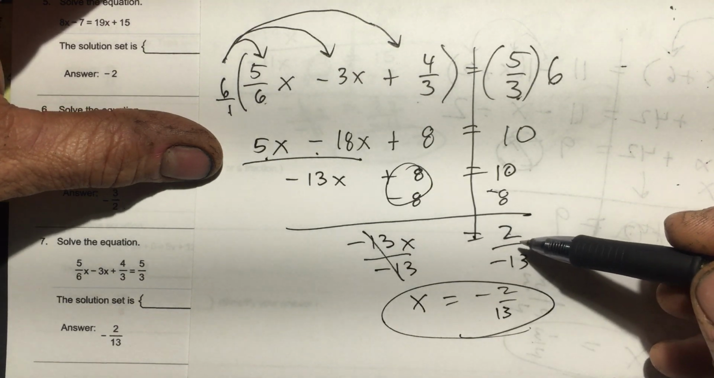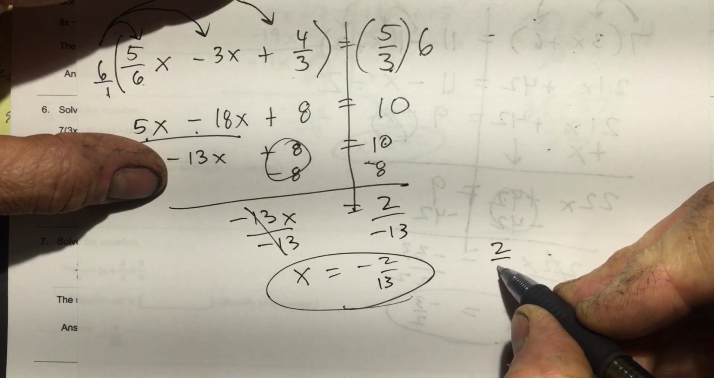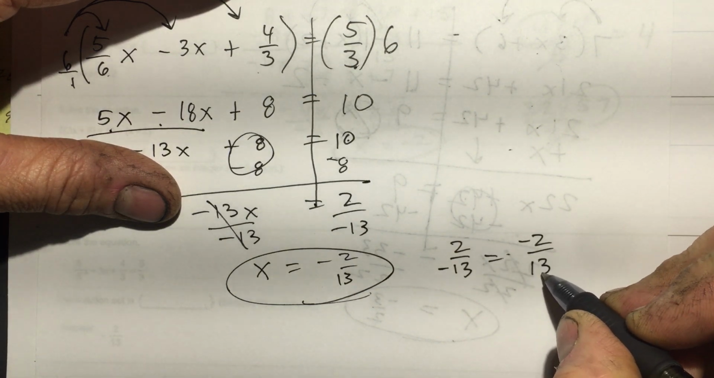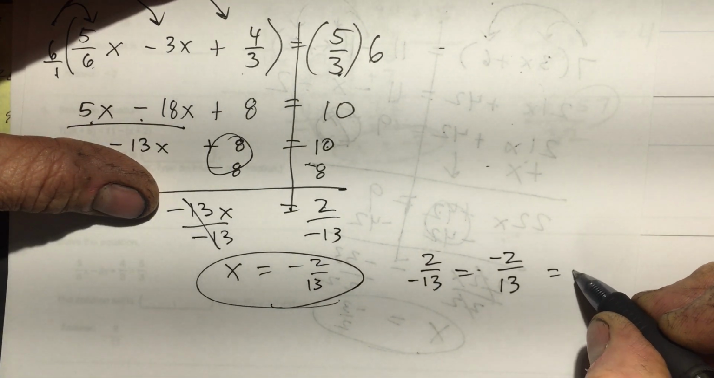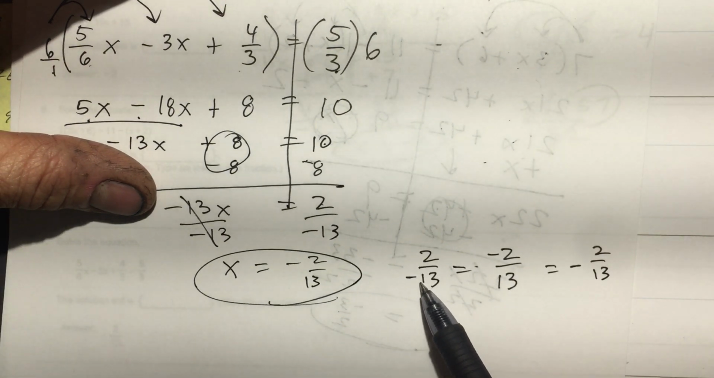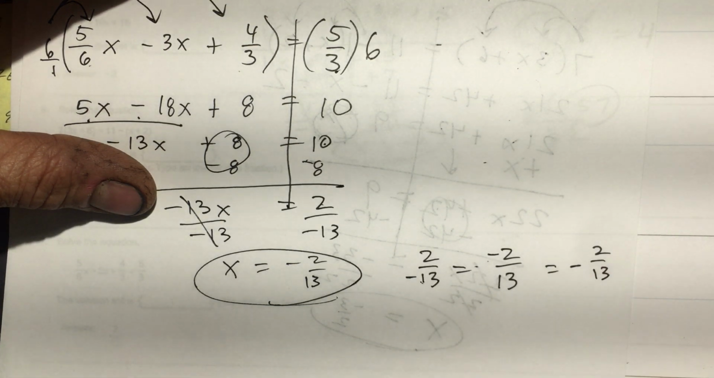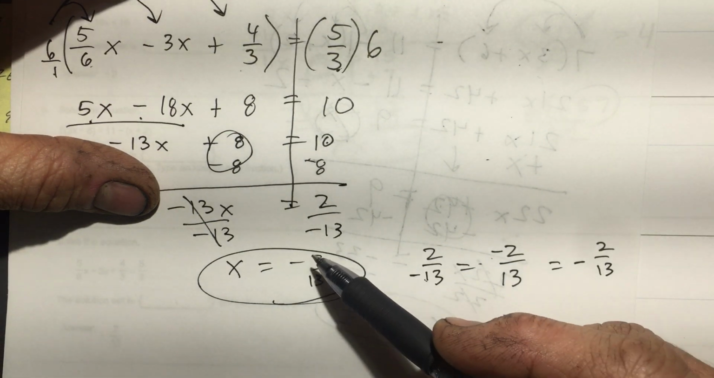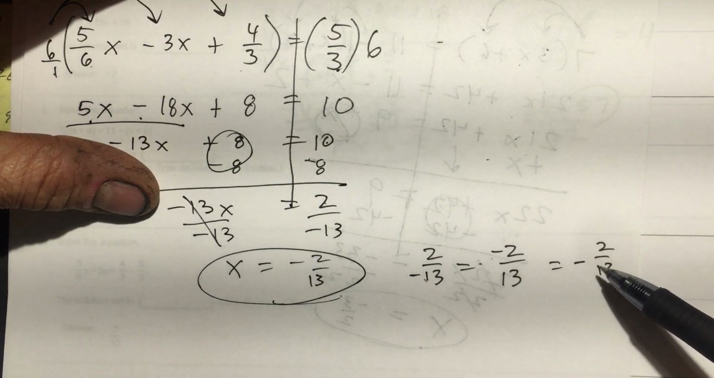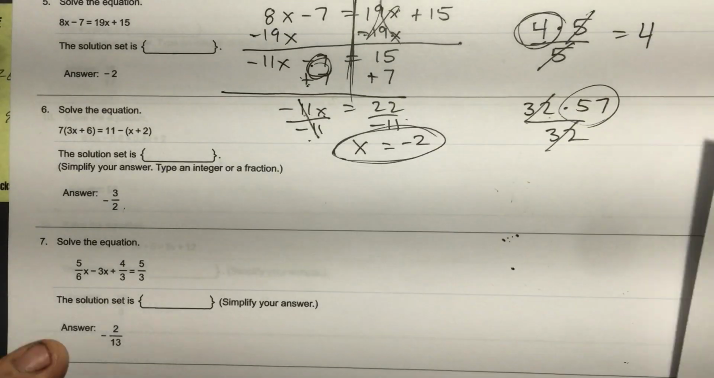When you have something like this, see my negatives in the bottom? Okay, look here. 2 over negative 13 is equal to negative 2 over positive 13, which is equal to negative out front, 2 over 13. So you could have your negative in the bottom, in the top, or in the front. All these are the same. So it doesn't matter if your negative's in the top or the bottom. It's the same, all 3 situations here. Okay, but that's my answer, negative 2/13.